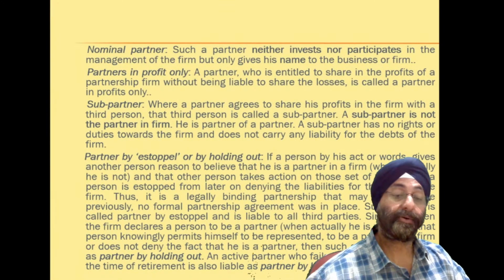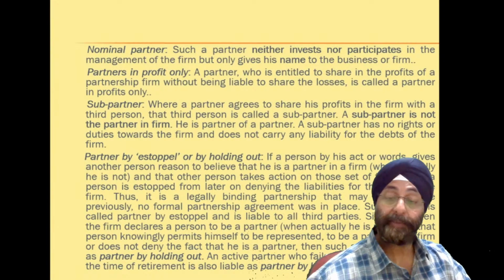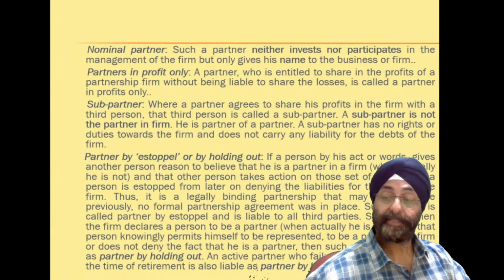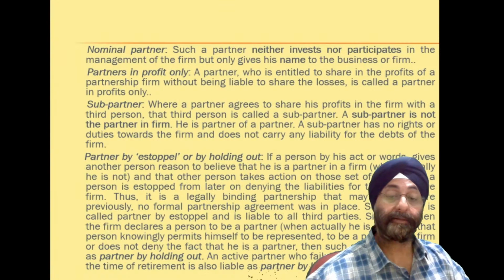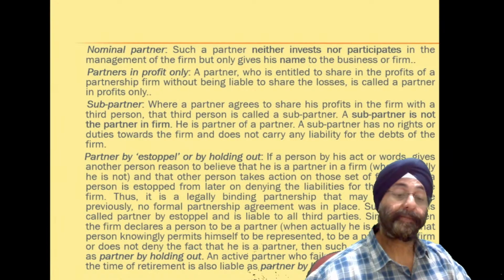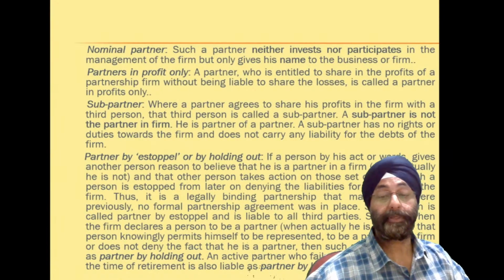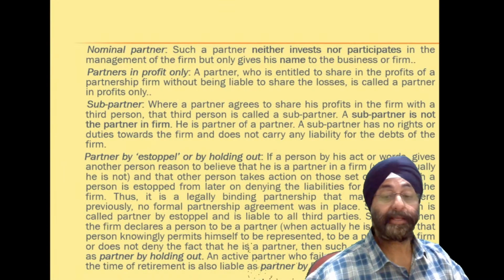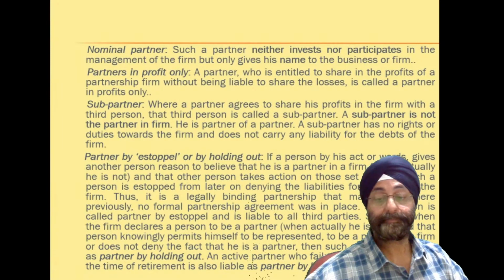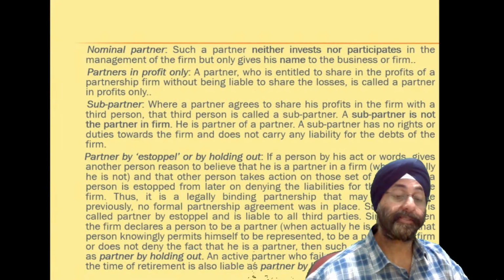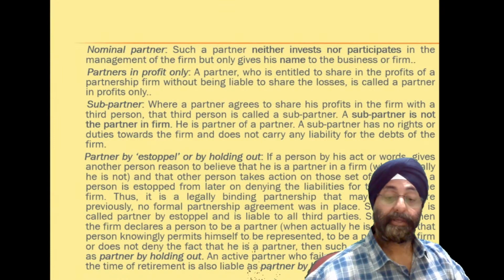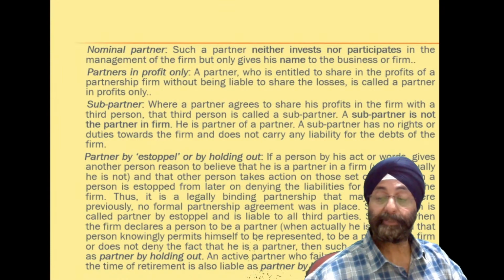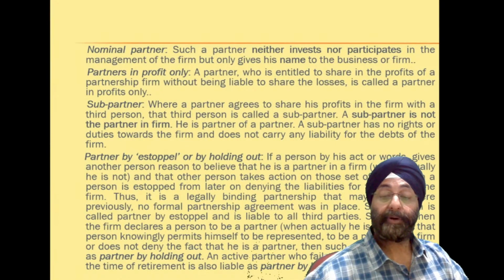Such a person is called a partner by estoppel and is liable to all third parties. Similarly, when the firm declares a person to be a partner when actually he is not, and that person knowingly permits himself to be represented as a partner in a firm and does not deny the fact, then such a person is known as a partner by holding out. An active partner who has failed to give public notice at the time of retirement is also liable as a partner by holding out.